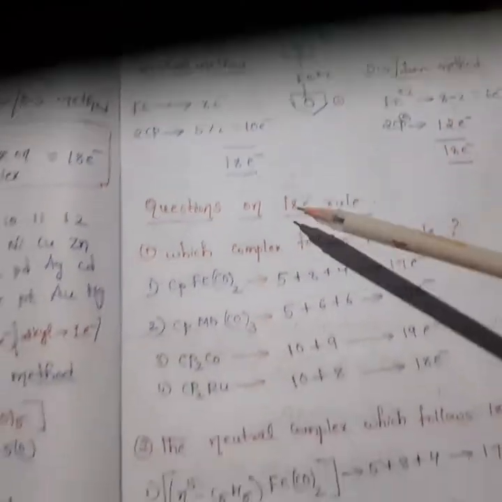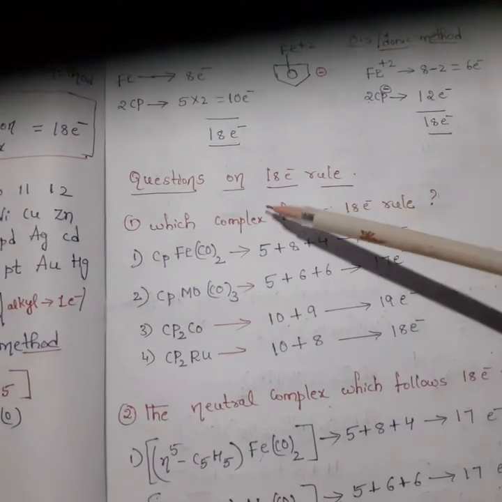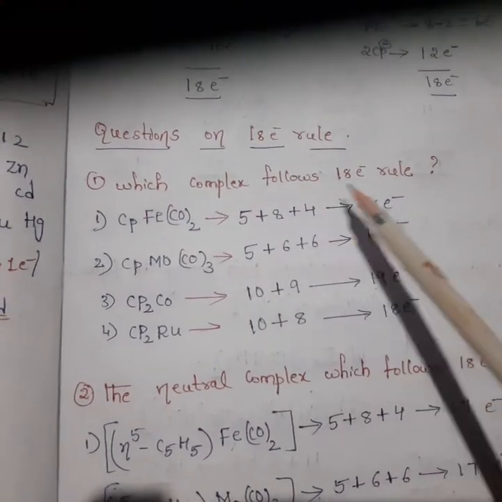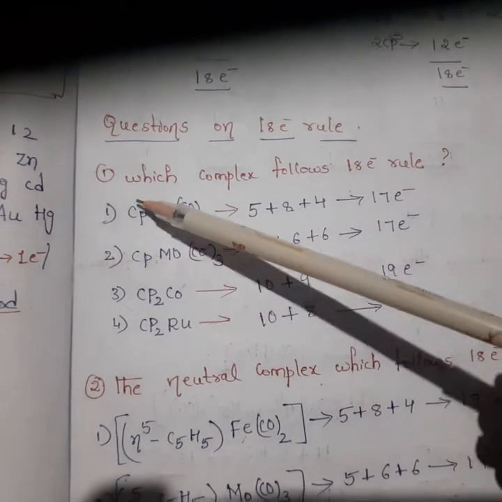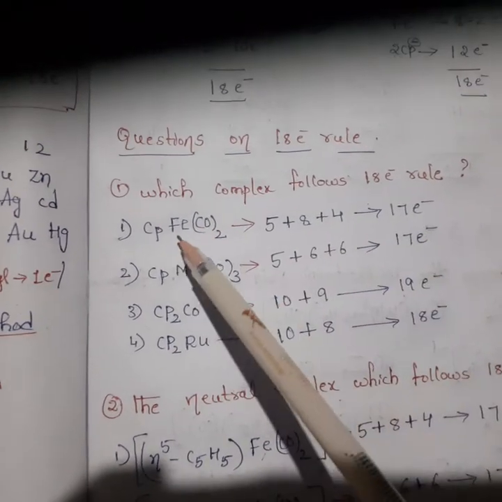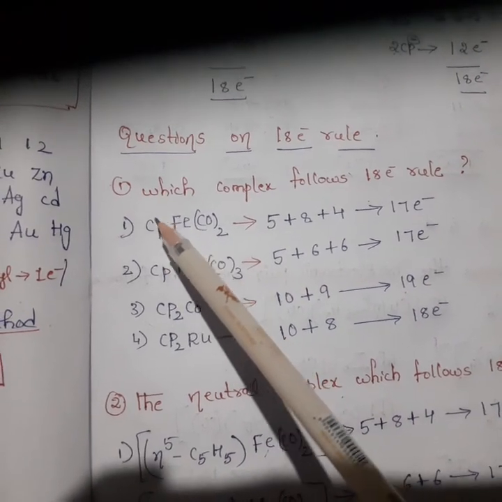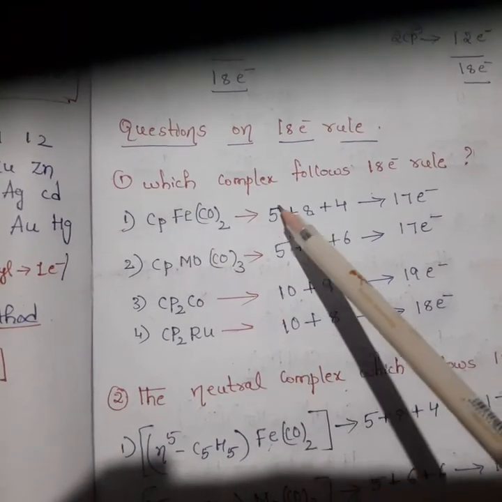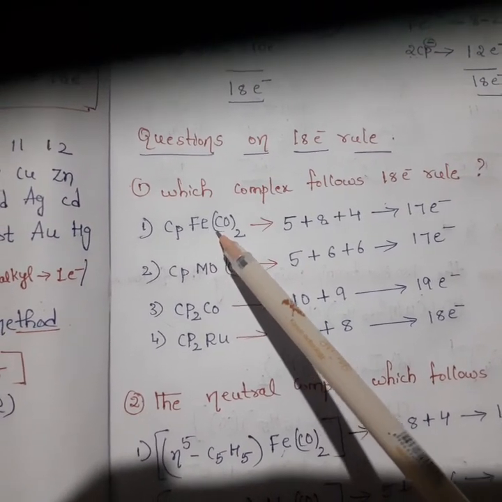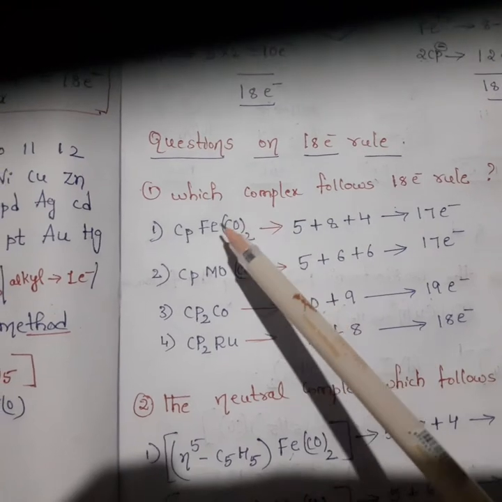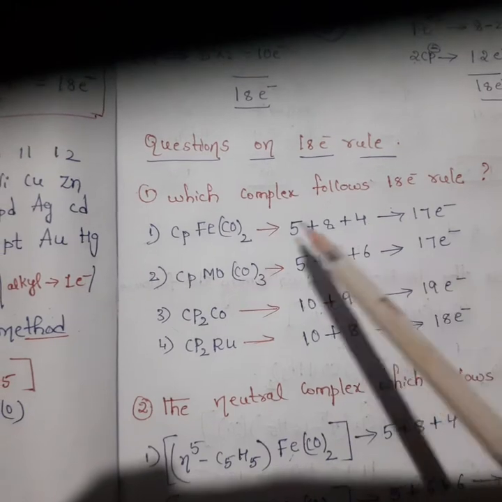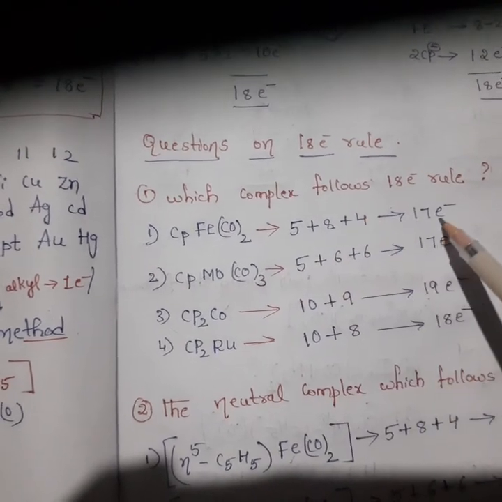Okay, next. Let us see some of the questions on the 18 electron rule. First question. Which complex follows 18 electron rule? And these are the 4 options here. Let us see all these things. Already I said that Cp means its electron contribution is 5. Iron, the valence electrons present in the iron is 8. Next, carbonyl. 1 carbonyl means 2 electrons. Here they have given 2 carbonyls, that means 4 electrons. 5 plus 8 plus 4 means here we will get 17 electrons.